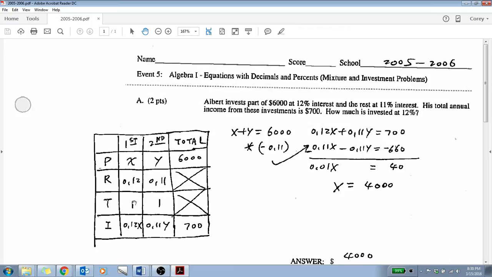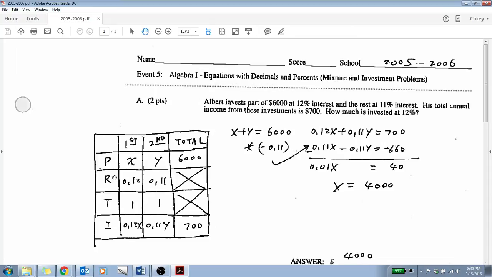The time is 1 year for each. It's an annual income, meaning 1 year. Make sure time is in years. Okay, the principal is unknown. You're trying to find how much of the principal is invested at 12%. So the principal, the first investment we'll call X, the second investment we call Y. The total would be 6,000.